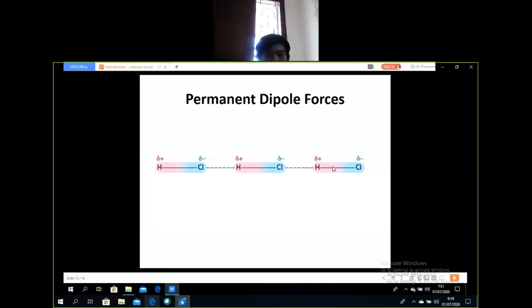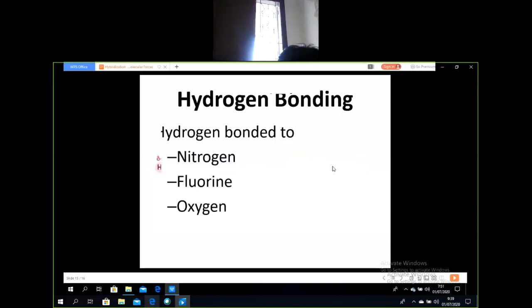Okay, and then the last of the intermolecular forces is hydrogen bonding. Hydrogen bonding is the easiest. Why? Because it is the strongest intermolecular force. Hydrogen bonded to nitrogen, fluorine, and oxygen. Example: nitrogen. Example, ammonia gas. Ammonia has hydrogen bonding as its intermolecular force.